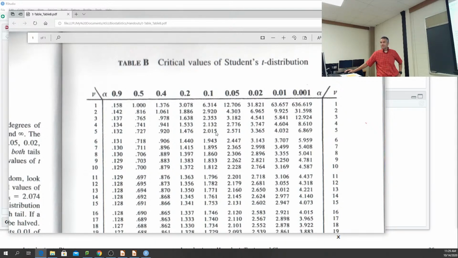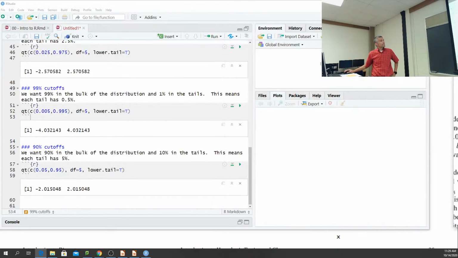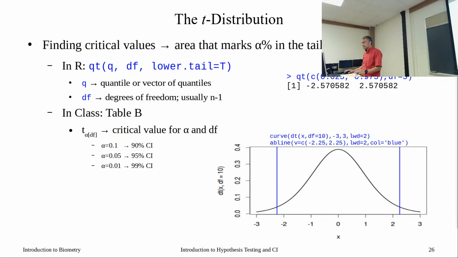Pretty easy, right? Using R, using the table, do what you want. We just need to make sure that you're using a table that is technically a two-tailed table. So these percentages, these alphas, are the percentages in both of our tails together, not individually. All right. Any questions? Easy? So far, so good?